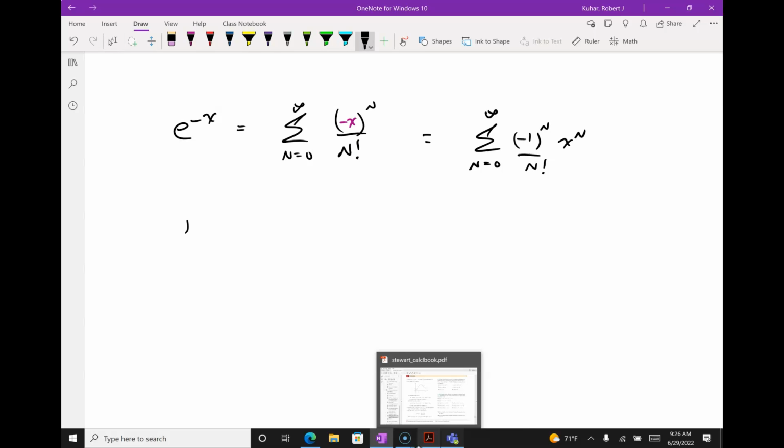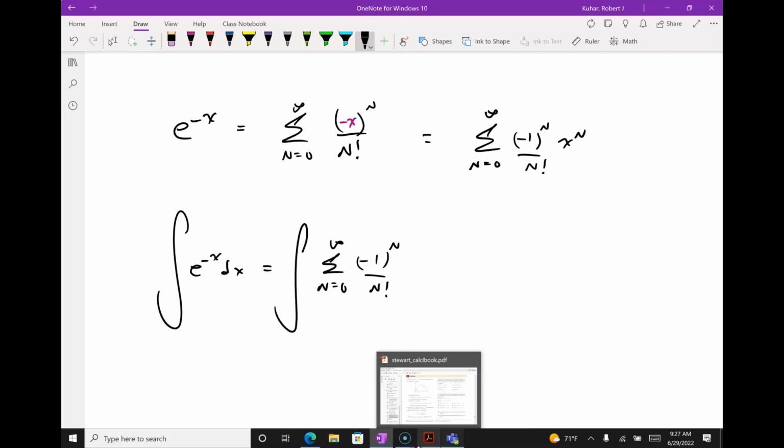So I'm integrating this. The integral of e to the minus x dx should be the integral of that series. And of course I could do it term by term, or I can just use the series itself. I want to make sure that you are trying both. Do it term by term and then collapse the series, or do the series and then expand the series. Does that make sense, what I'm saying?